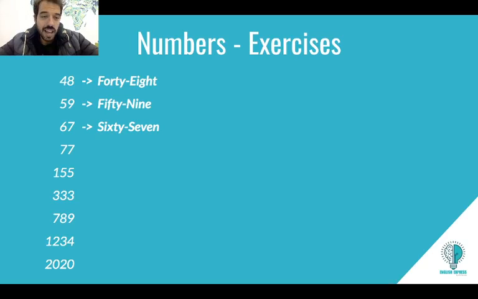Number 7 and number 7. In this case, we have 77. Okay? Always take a look. In all the examples, there is the hyphen. Okay? It's very important. Don't forget about it. Okay?